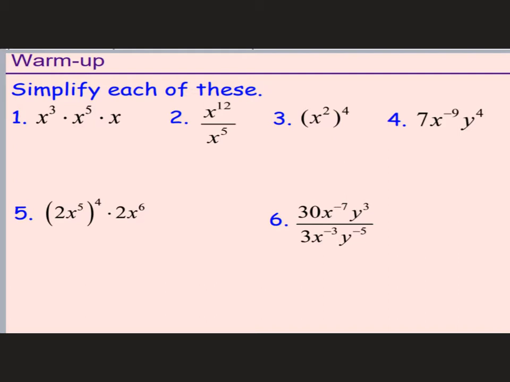All right, looking at number 1, we have x cubed times x to the 5th times x, or x to the 1st. Since we are multiplying and all the bases are the same, they're all x, I can add those exponents together, 3 plus 5 plus 1, and I get x to the 9th as my final answer. Number 2, I have x to the 12th divided by x to the 5th. Both bases are x, and with division we subtract, so 12 minus 5. I get x to the 7th power.